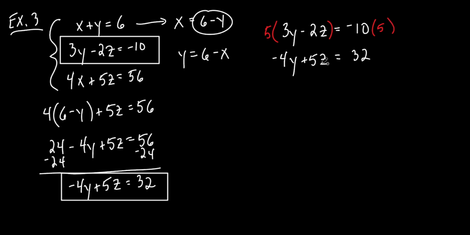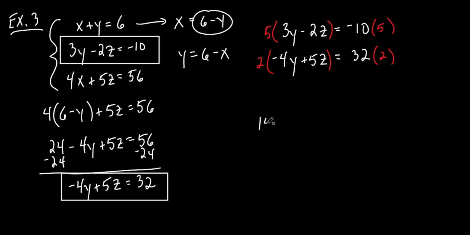I got to make this thing a 10. How do I make that a 10? Multiply it by 2. And multiply this by 2. We've done that before, correct? Yeah. Okay. Just making sure you're with me. Let's multiply everything by 5 right here.